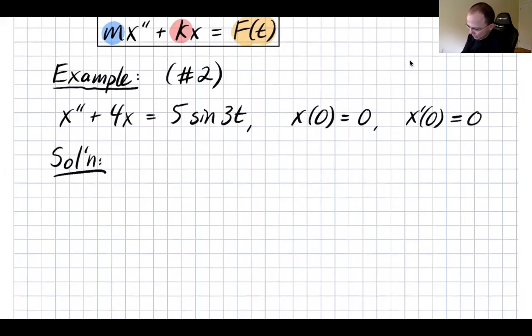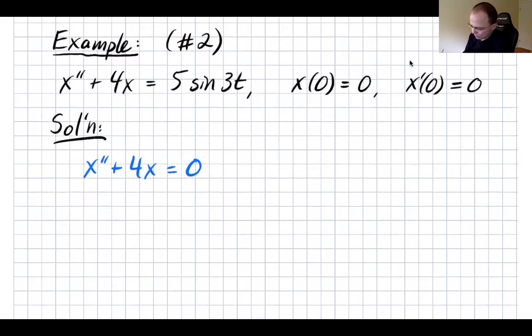Okay, so let's go ahead and do what we know how to do. First of all, we're going to look at the homogeneous equation, and we're going to find the general solution for that. So we would write down our characteristic equation, and we would solve it, and we would get r equals plus or minus i times 2.